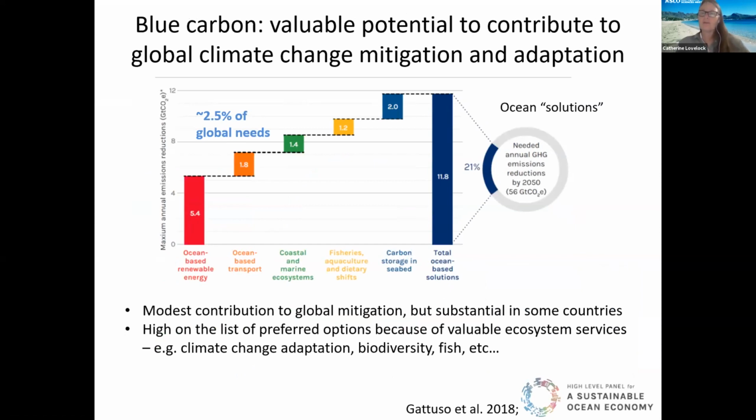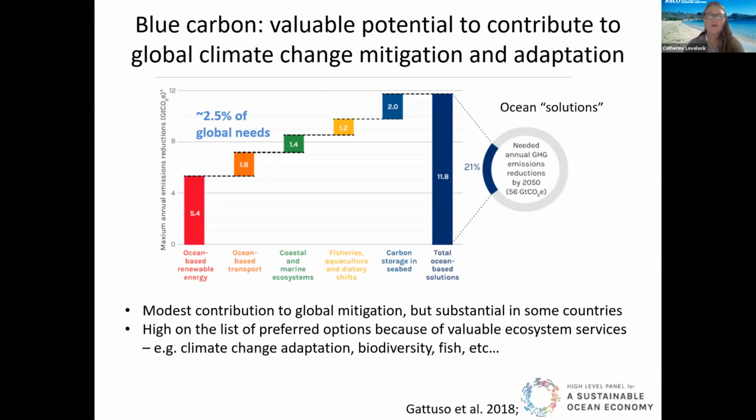So this is some work we did for the High Level Panel for a Sustainable Ocean Economy. And really, of all of the options, and here we have 6 options for climate change mitigation in the ocean, the green one there, coastal and marine ecosystems with restoration and conservation, is actually a relatively small part of what can be delivered, right? So it's modest, compared to, for example, reforestation globally. But it is substantial in some countries. And I already pointed to, and we'll have an example on, Indonesia in a moment.